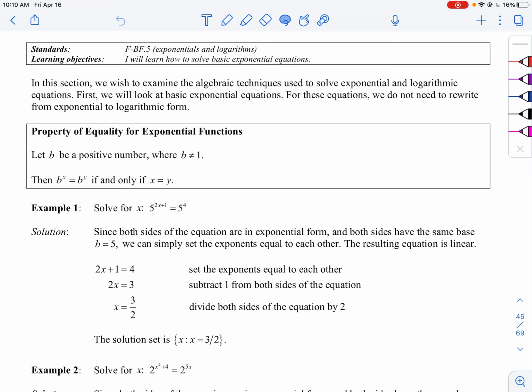Today's lesson is the property of equality for exponential functions. So today we are going to learn how to solve basic exponential equations. So what is a property of equality?